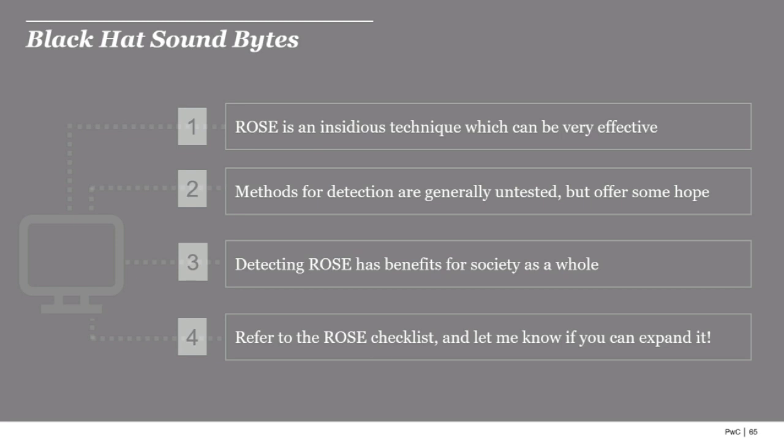The methods for detecting ROSE attacks are generally untested and experimental. They've predominantly just been used in an academic context, in experiments, but they do offer some promise. They do need some further work in applying them in a real-world context. I think that detecting ROSE attacks potentially has societal benefits that go wider beyond just protecting organisations' networks, given some recent events. And then finally, the ask from me is, do have a look at that ROSE checklist, and if there are things that you think could be added or modified, then please do let me know, so I can improve that, or we can improve that together.